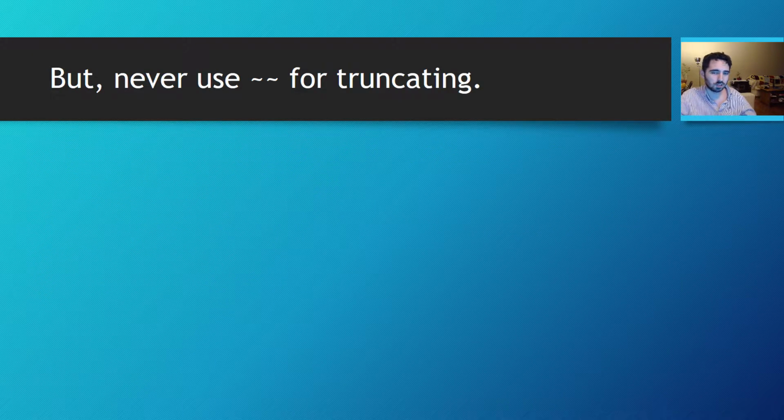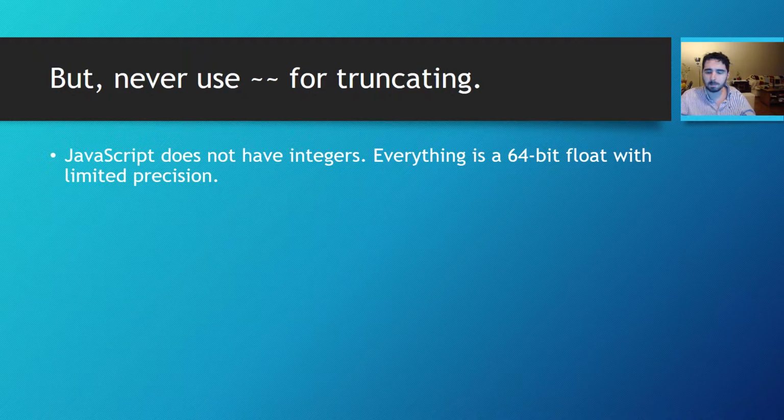But you should never use double tilde. That's why I called it the evil JavaScript operator. It's deceptive and it's evil, and you should never ever use it. First of all, JavaScript doesn't have integers. It has floating point numbers, 64-bit floating point numbers. All numbers in JavaScript are 64-bit floating point numbers, and they have limited precision.